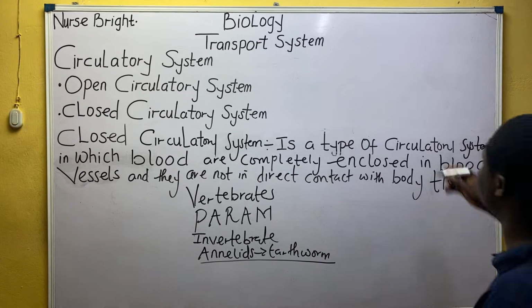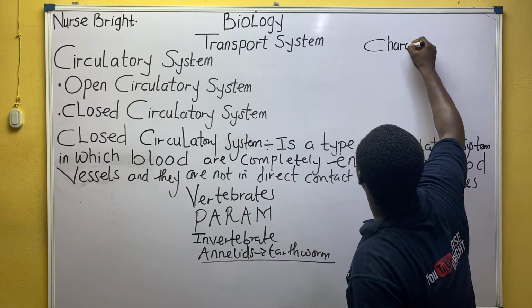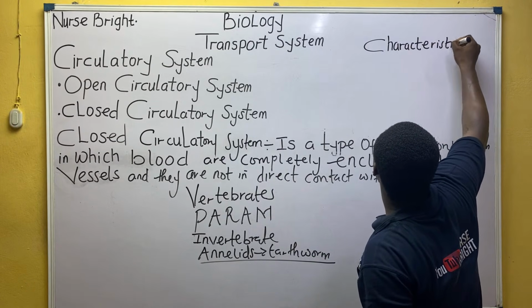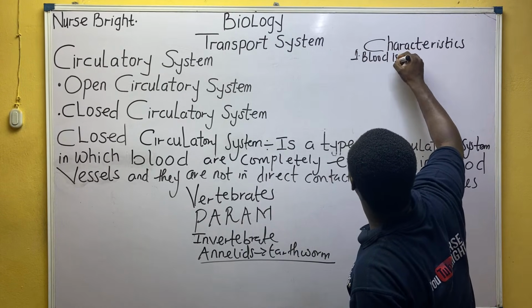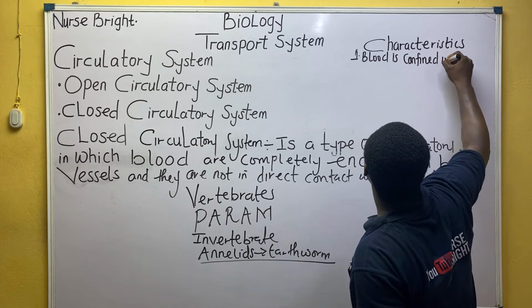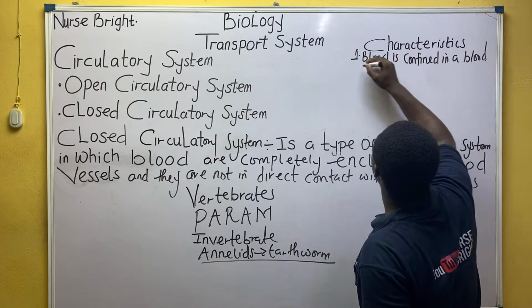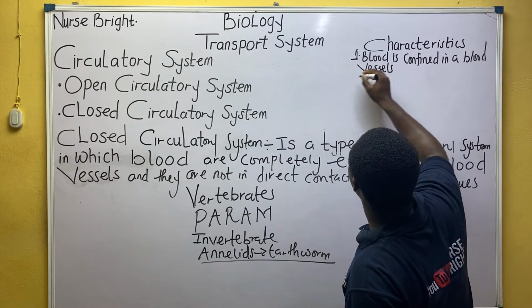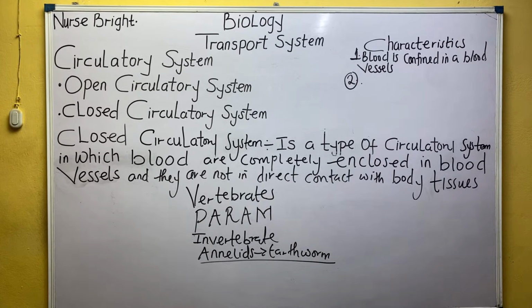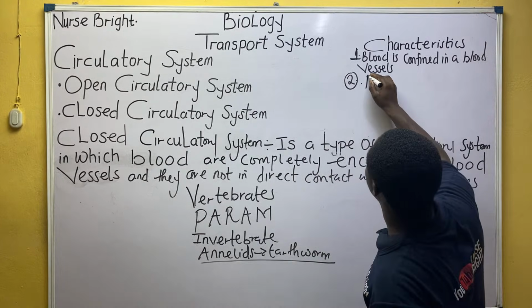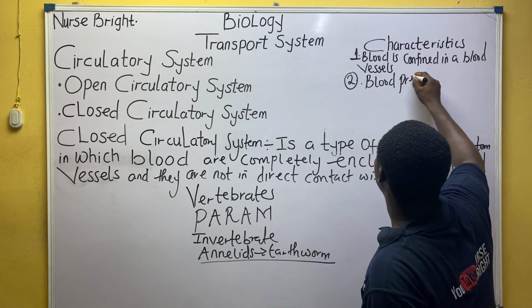So, what are the characteristics? One is that the blood is confined in blood vessels, which are the arteries and veins. Number two, we just use the opposite of what we've said so far for the other type. Blood pressure is high. Alright, blood pressure is high.